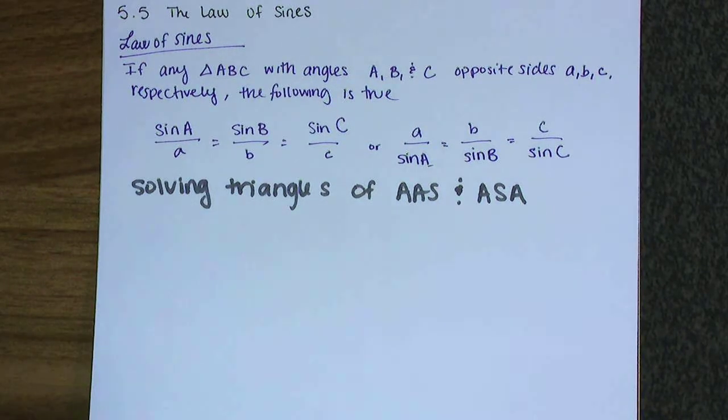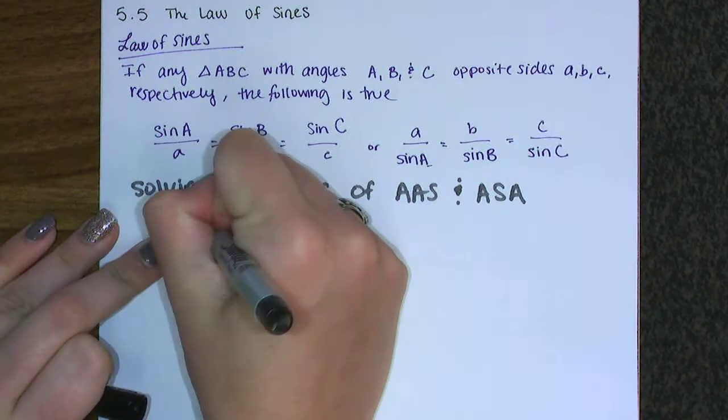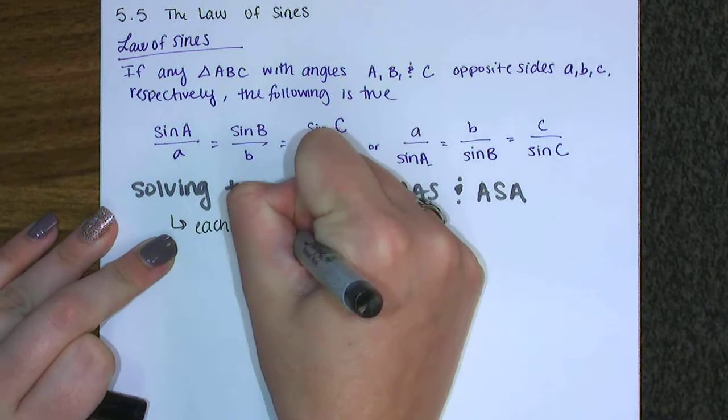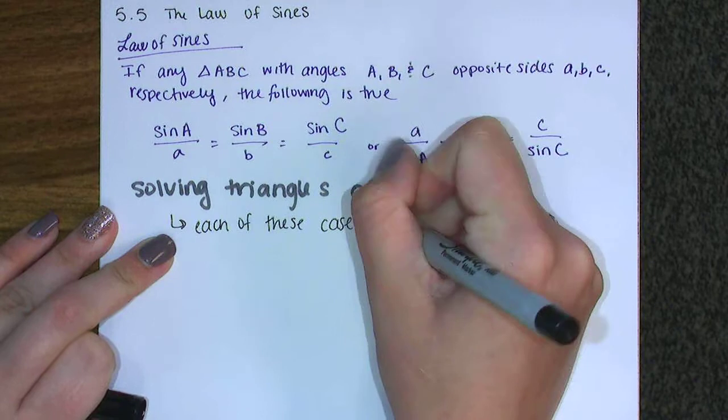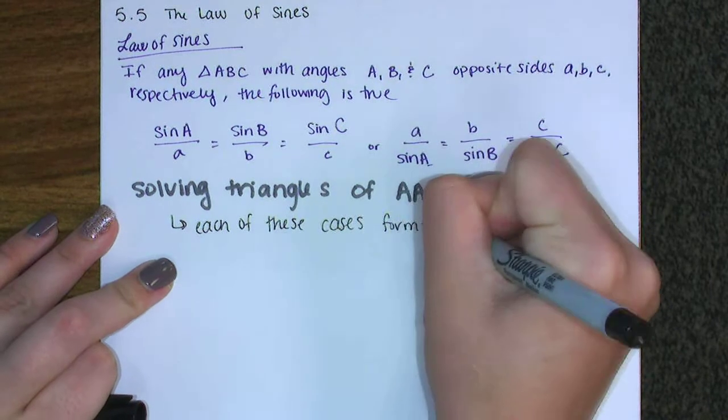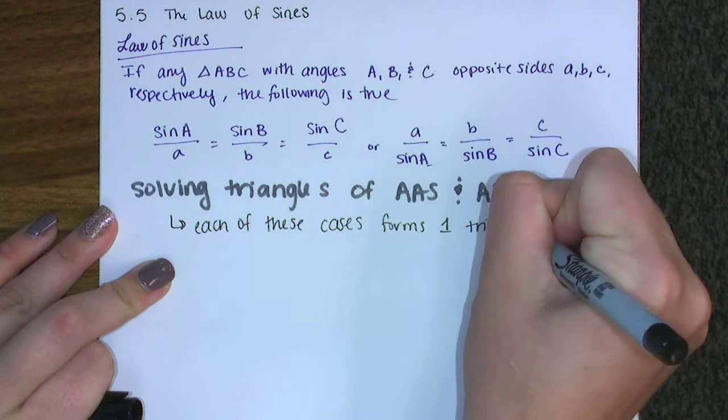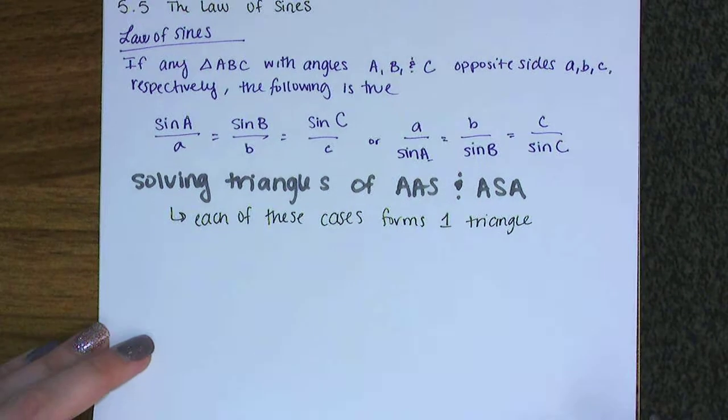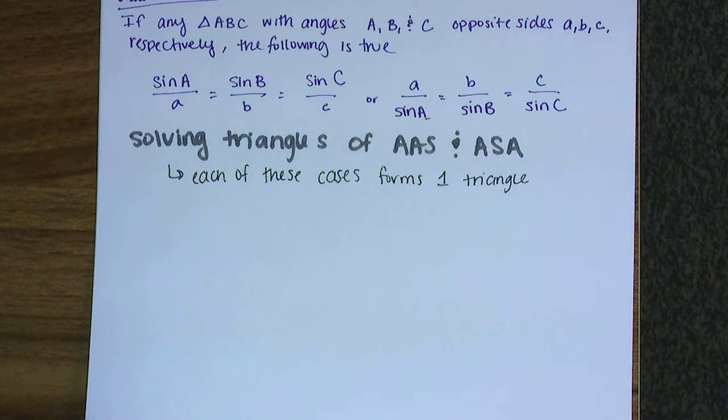Now, in each of these cases, it forms one triangle. And you'll see why I say that in just a minute. Okay, so angle, angle, side, and angle, side, angle, that will only give us one triangle in each case. So the first thing you should check when you're doing these problems is, am I given angle, angle, side, or angle, side, angle? Because if I am, then it only has one triangle.